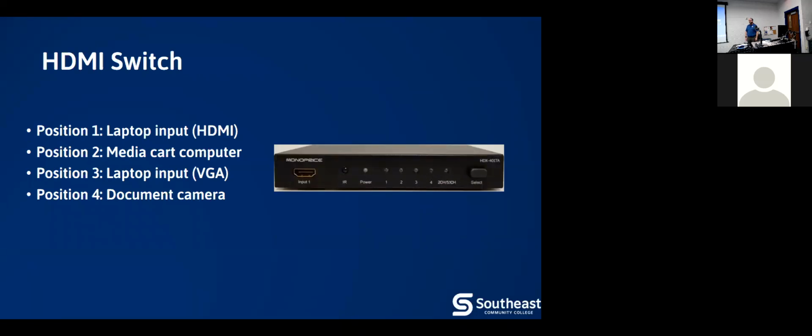The input is going to be changed by this HDMI switch that's mounted underneath the media cart and just next to the computer. This here on the right is actually just a physical button that cycles through 4 different inputs. And you can see here what each input controls, going from a laptop to the media cart computer, to another laptop input, and to the document camera.